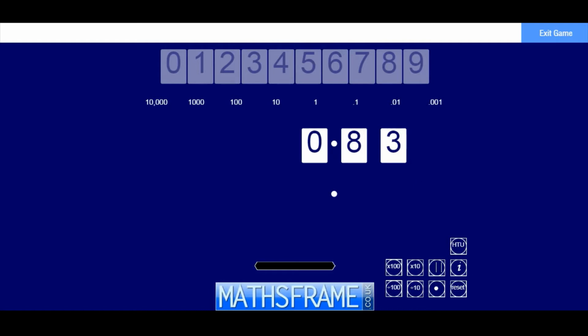up with 0.83, which is a number that is not a whole number, because we haven't got any wholes here, we've just got bits of a number. This number, 8.3, is 8 whole ones and then a bit, 8 and a bit.